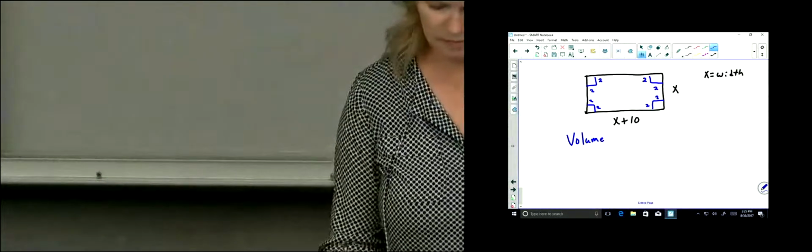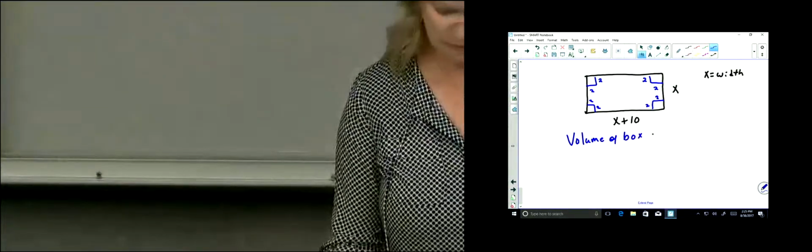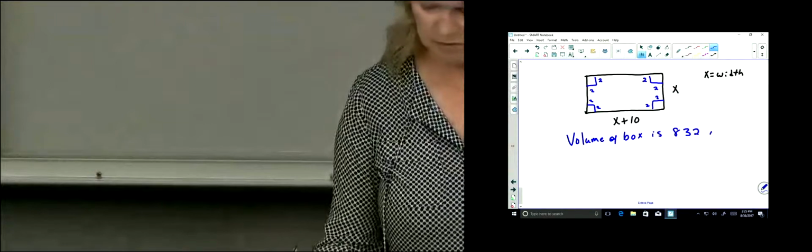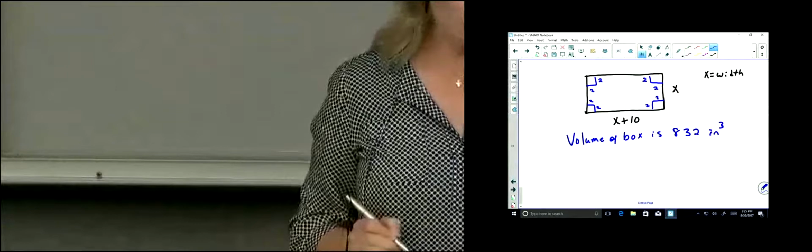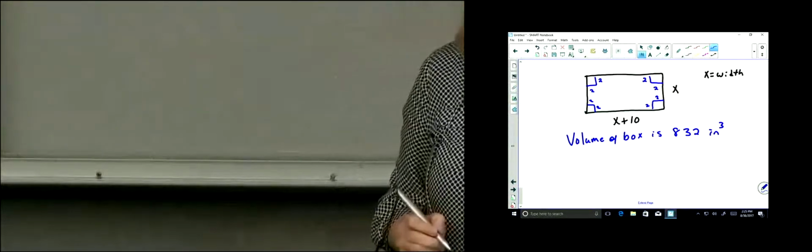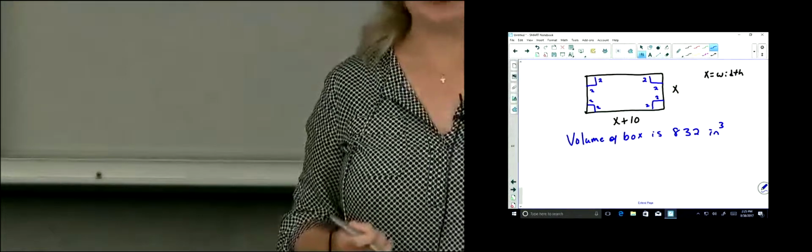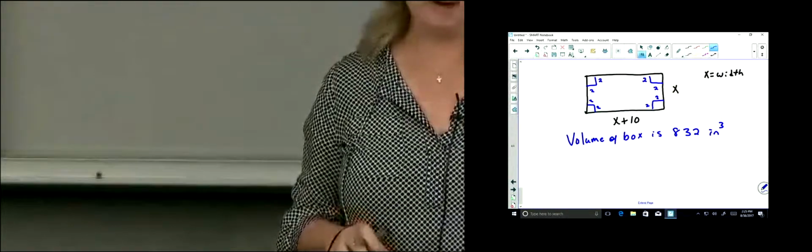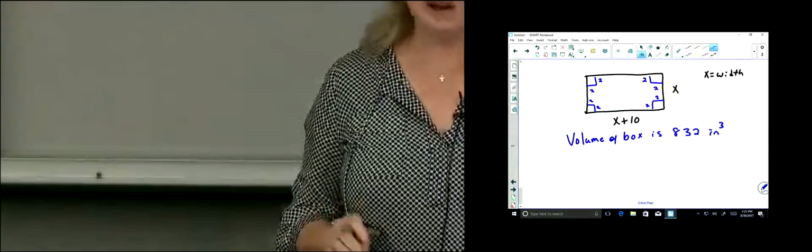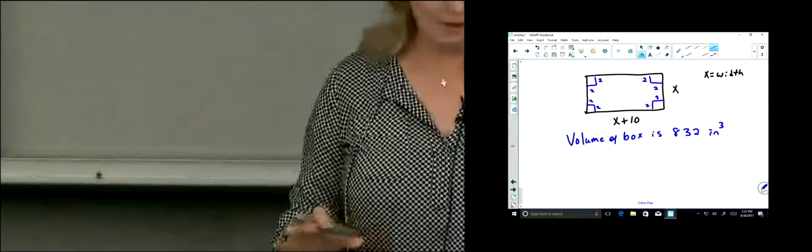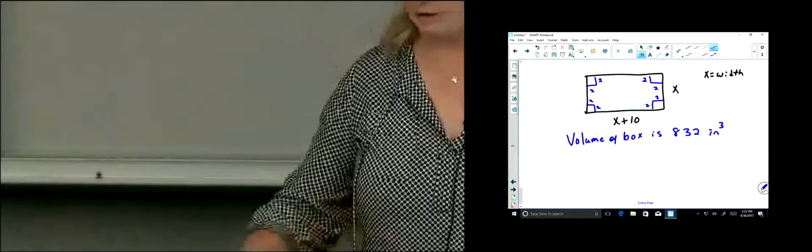Okay? And boxes have volume. So that's why they start talking about volume next. The volume of the box is 832 cubic inches. What were the original dimensions of the piece of metal? Do you remember how to find volume? Right, length times width times height. But it's the volume of the box, not of the original piece of metal. It's got to be the length of the box.